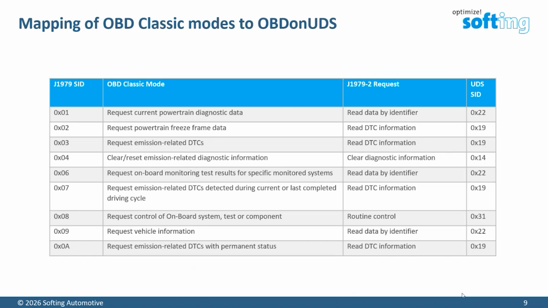And another example, mode 8, request control of onboard system or test or component. This mode is mapped to routine control with service ID 31. What about CEV on UDS? On the next page, we see the mapping of OBD classic modes to CEV on UDS.